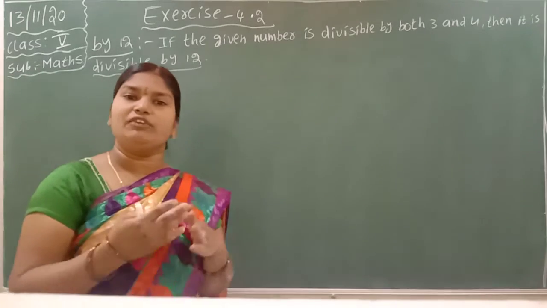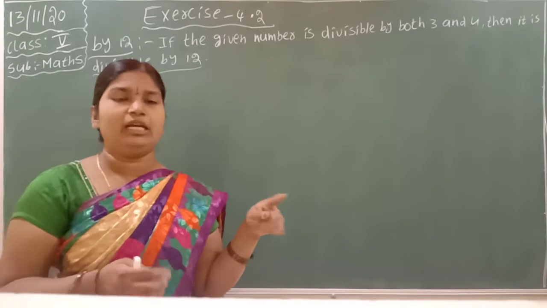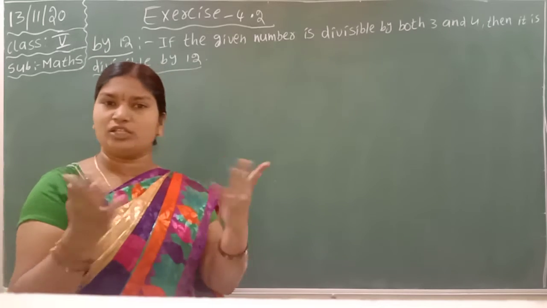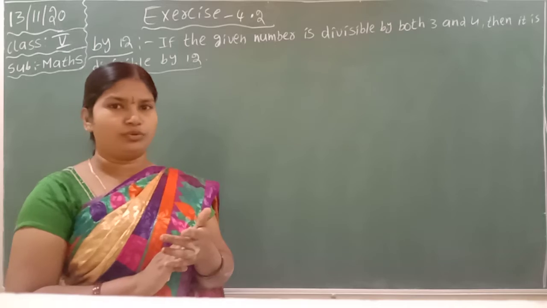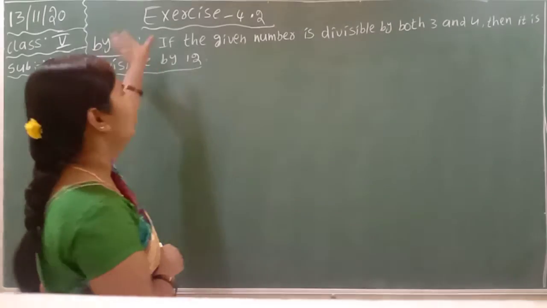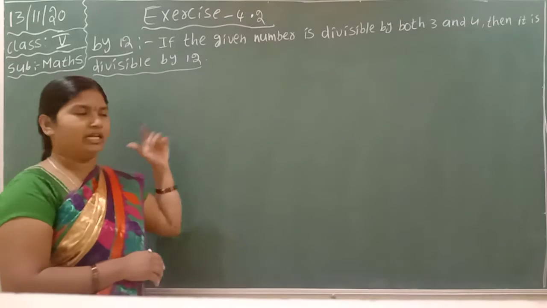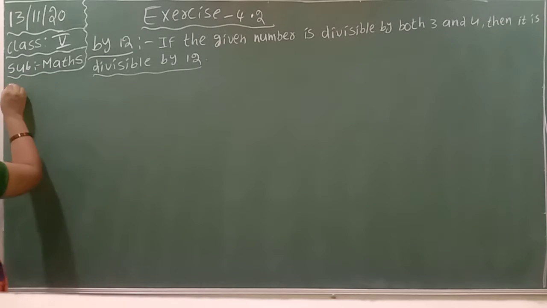Okay. If the given number is divisible by 3 but not divisible by 4, then the whole number is not divisible by 12, like this. Okay, I'll say examples here.